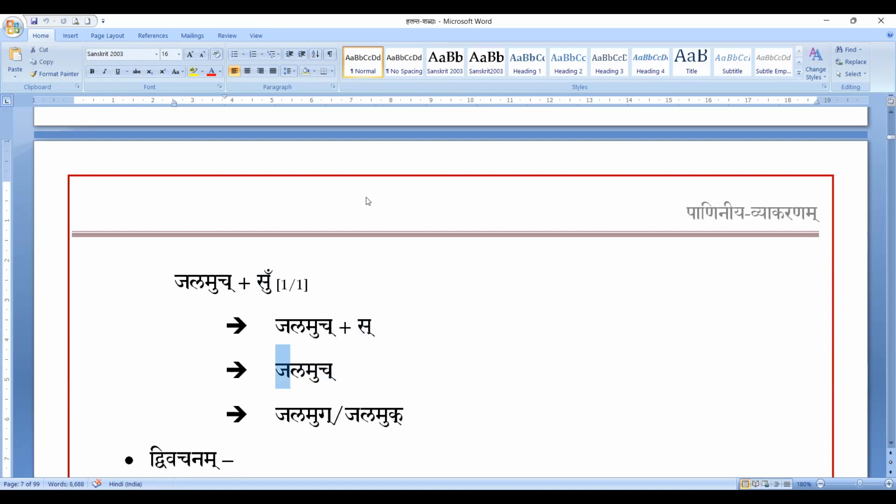Jalamuch. Is this Jalamuch the same as the earlier Jalamuch? No, no. Now it is a Padam. Even though the person is married and divorced, he is a married person only, right?